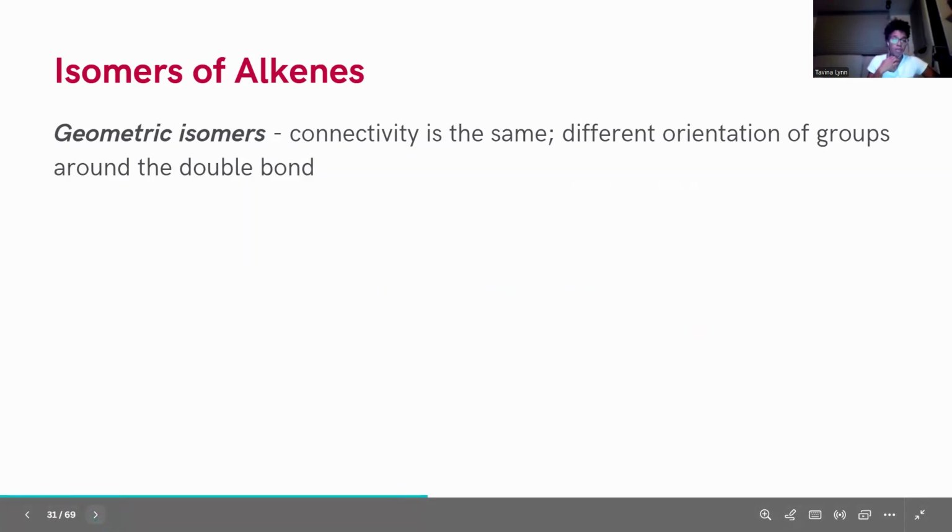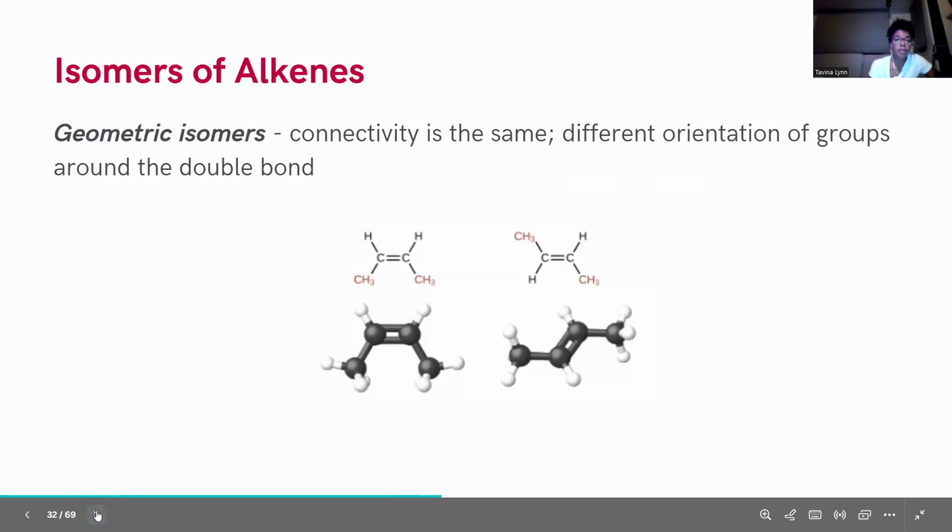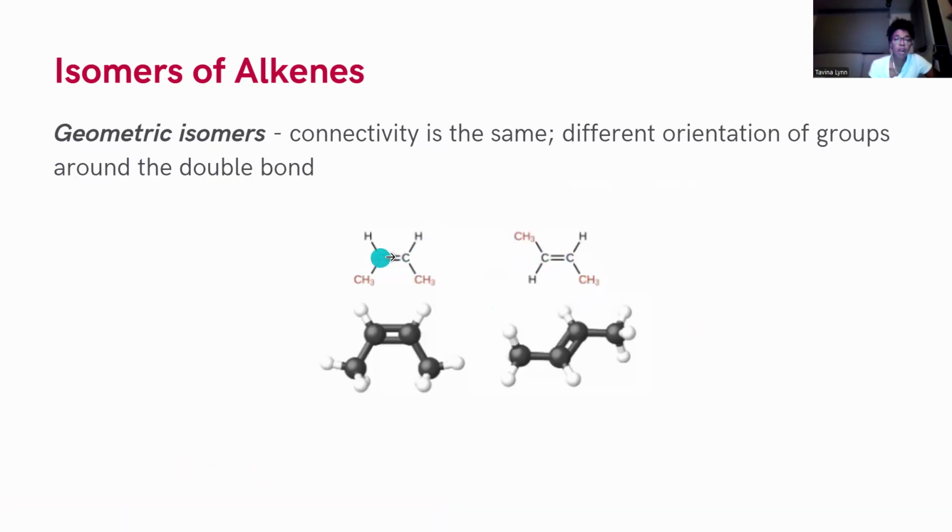Another kind of isomers we can have is geometric isomers, where the connectivity is the same, but there are different orientations of groups around the double bond. So here's an example. The connection is the same, as in we have 2 carbons connected by a double bond. Each carbon has 1 methyl and 1 hydrogen.